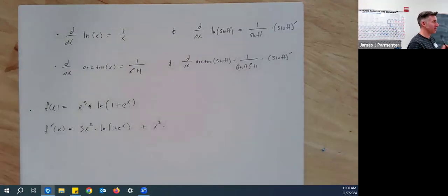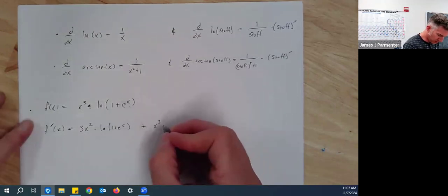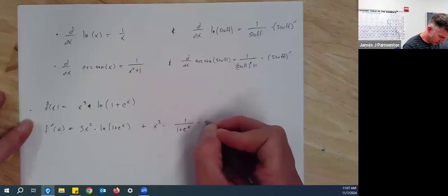I can't stress enough how much I'm saying this in my head. I see the natural log of some stuff. I tell myself, great, the derivative of the natural log of x is 1 over x, so the derivative of the natural log of some stuff is 1 over the stuff times the derivative of the stuff. That is literally the words that are playing in my head. So I see the natural log of some stuff. I'm like, cool, the derivative is going to be 1 over the stuff times the derivative of the stuff.